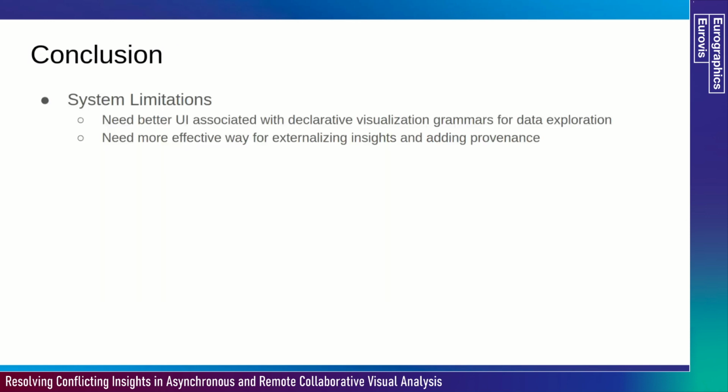Alright, before concluding this talk, I want to point out several limitations. While our system is a prototype for conducting user studies, future system design should provide a better user interface for data exploration. Instead of directly using a declarative visualization language, it could use a graphical user interface for creating charts and automatically convert the charts to declarative language. So the user does not need to write declarative language, but we can still use it with Git version control for managing conflicts.